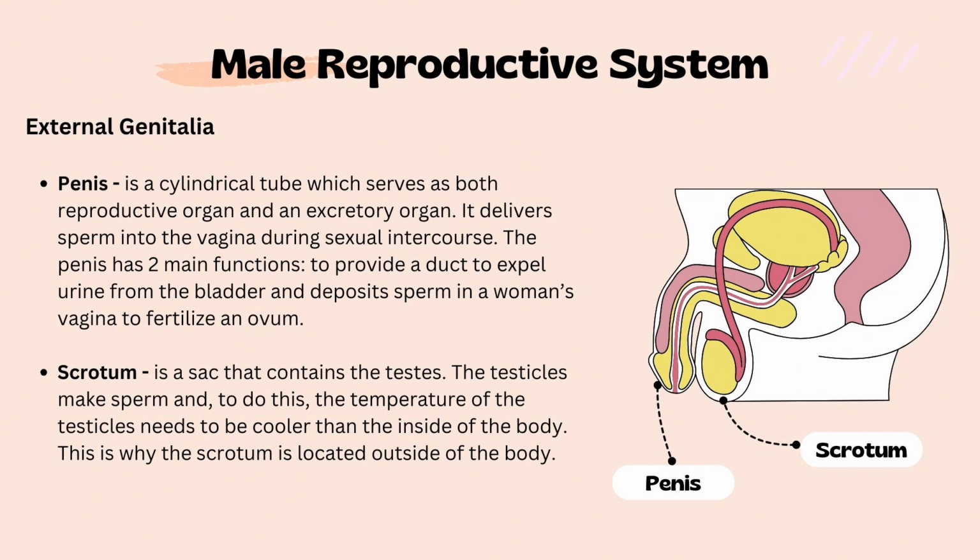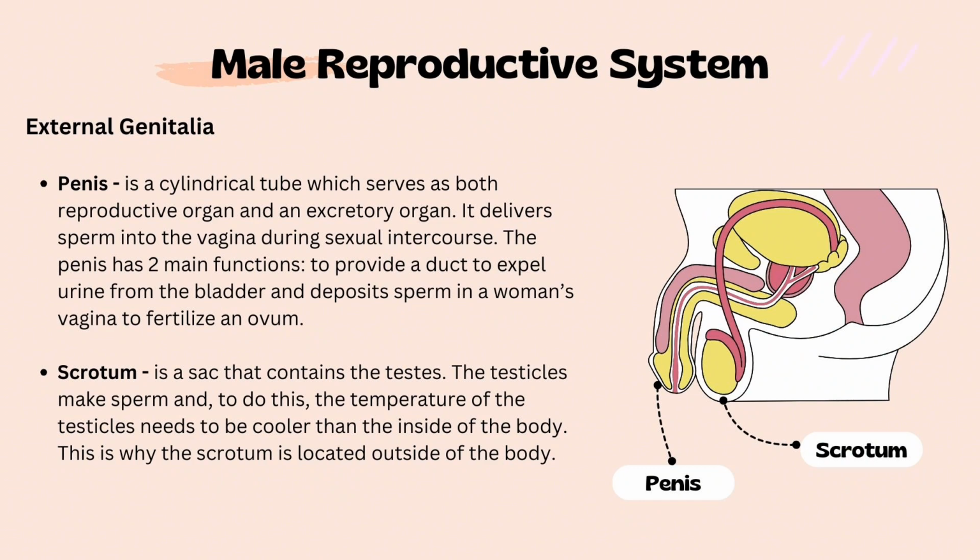Also, the penis is important to overall health, partly because of its urinary and reproductive functions. If your penis is not working well, it may be because of other problems like diabetes or heart disease. You should pay attention to how your penis looks and works so you can discuss any problems with your healthcare provider. The scrotum is a sac that contains the testes.